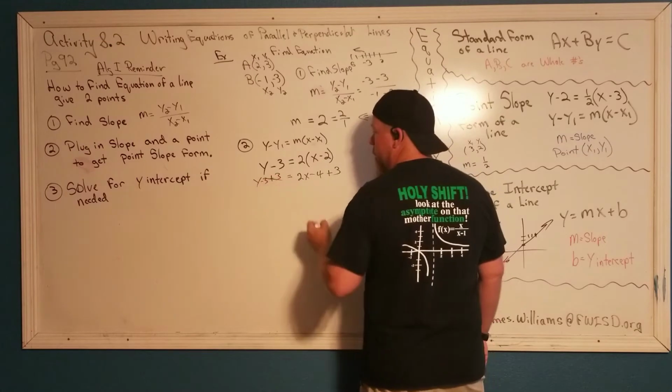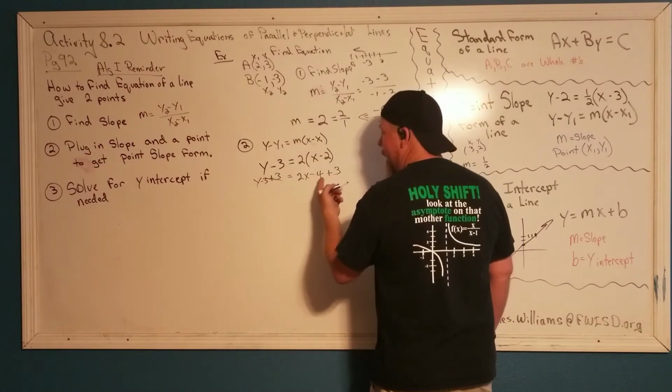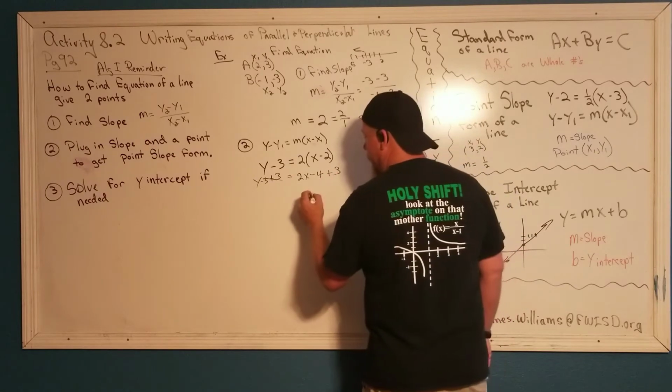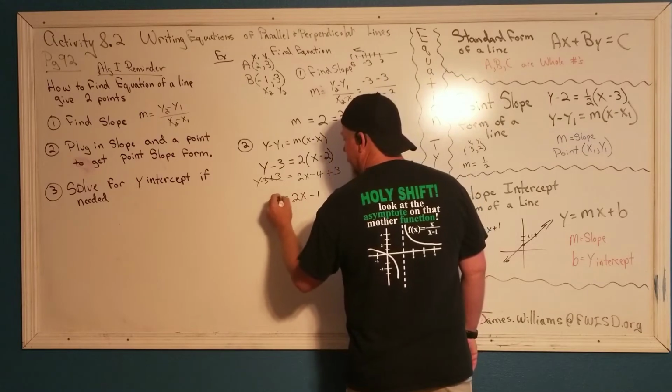Now over here, my positive 3 and my negative 3 are going to cancel. Over here, I've got a -4 and a +3. -4 plus 3 or 3 minus 4, either way, I'm going to get a -1. I've still got my 2x, and I'm just going to bring down my y.